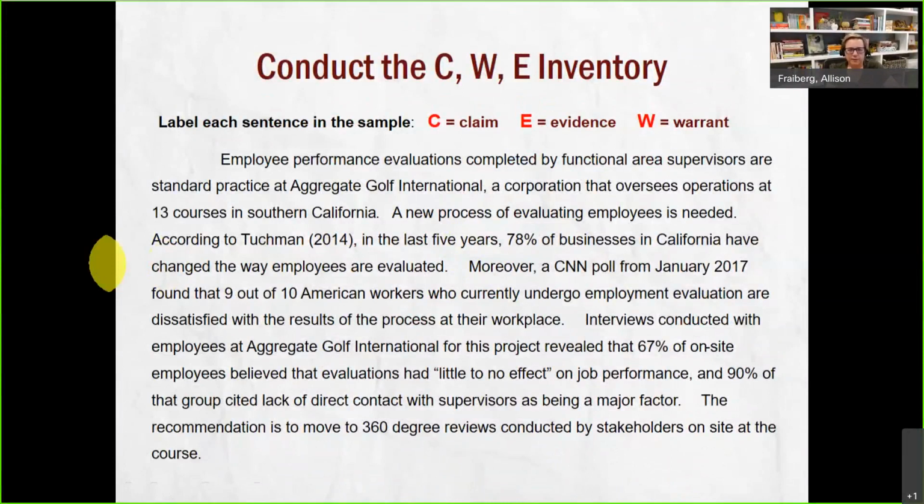Employee performance evaluations completed by functional area supervisors are standard practice at Aggregate Golf International, which is a corporation that oversees operations at 13 courses in Southern California. Is that a claim? Is that evidence? Remember, evidence is just observable details or sources, or what people say.